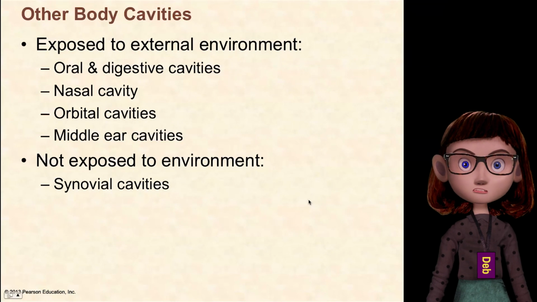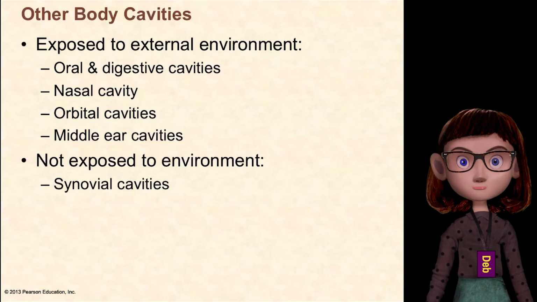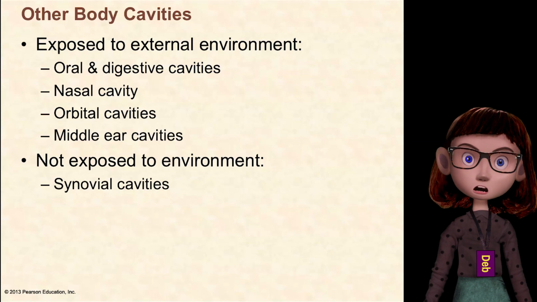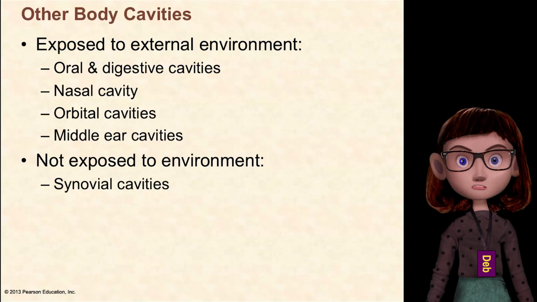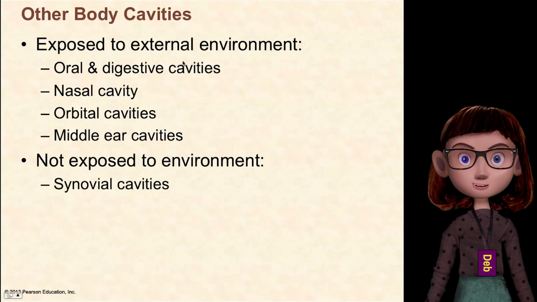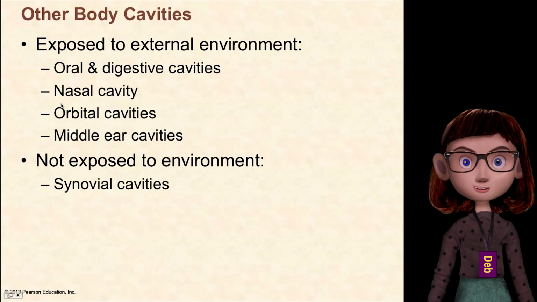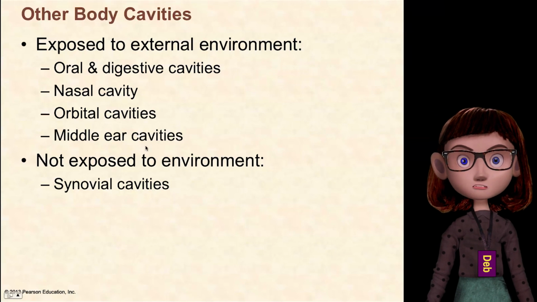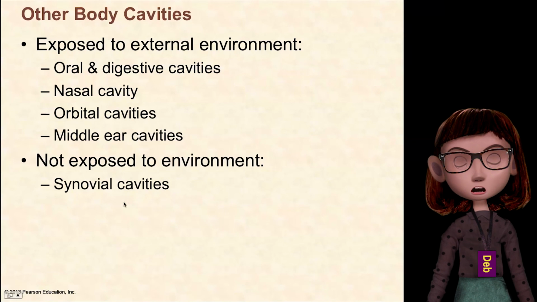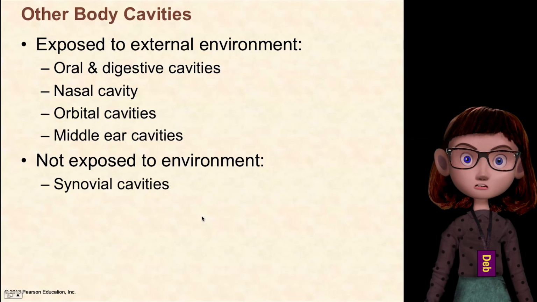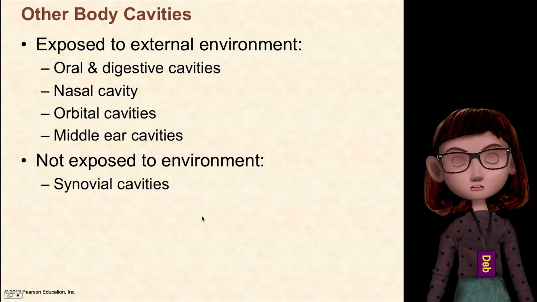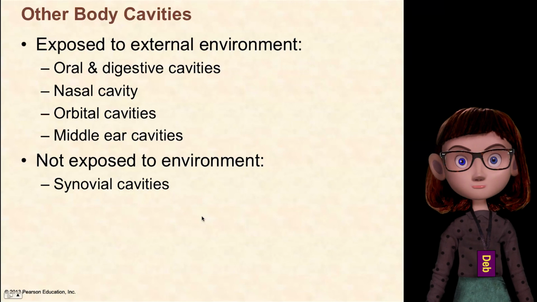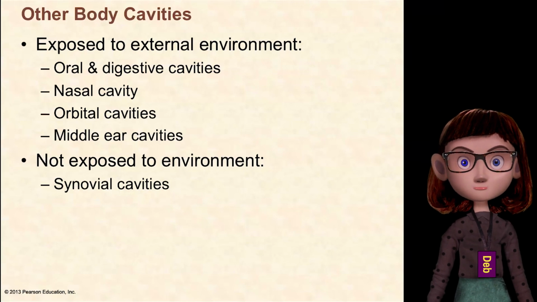Other body cavities. There are other cavities in the body too, but some are exposed to the external environment. We consider the oral and digestive cavities to be continuous with the external environment, as well as your nasal cavity, the orbital cavities, and the middle ear cavities. Those that are not exposed to the environment would be your synovial cavities. Synovial cavities surround synovial joints, which are your freely movable joints in the body.